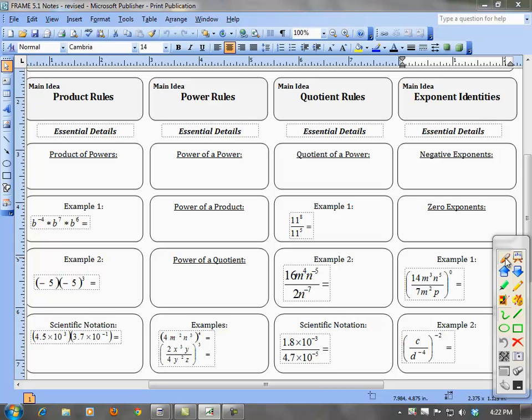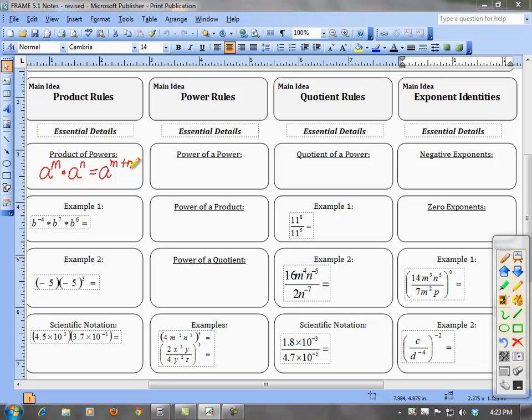The product of powers property says that if I have a base raised to an exponent of n, and I multiply by the same base raised to a different exponent, that's key, a different exponent, what I'm going to do then is keep the base the same, and add the exponents. And so maybe you want to put a little note, add exponents, something like that.